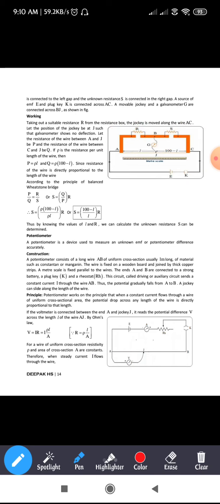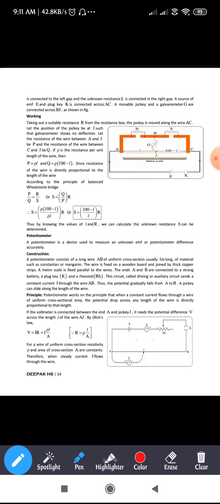A and C are the terminals. Terminal A is connected to the battery, and terminal C is connected to the plug key. From the plug key it is connected to the negative terminal of the cell. Next, you can see between B and J, where J is the center of the meter scale, we have connected the galvanometer. You can see the symbol of that galvanometer, that is the needle, which denotes the needle.